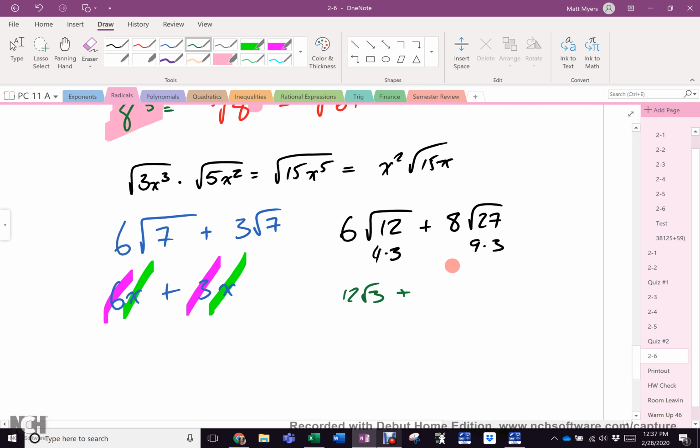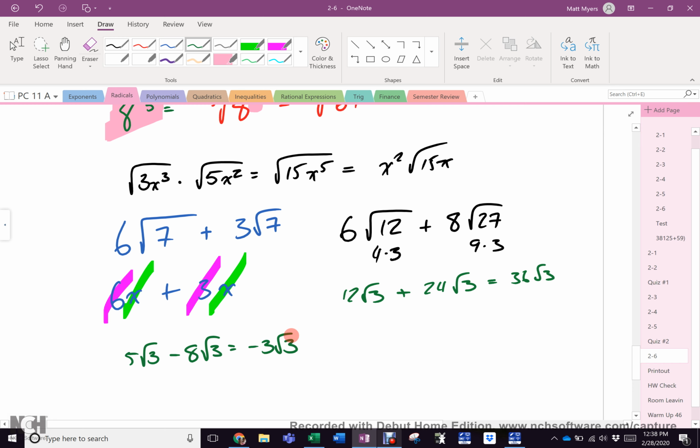What's this one? 24 root 3 to get us 36 root 3. We can all add, yes? Anything different with subtraction? So what would 5 root 3 minus 8 root 3 be? Negative 3 root 3, and that's okay.